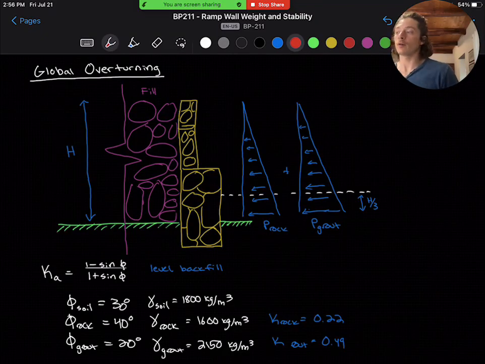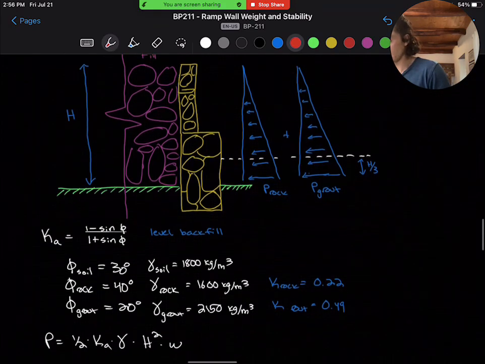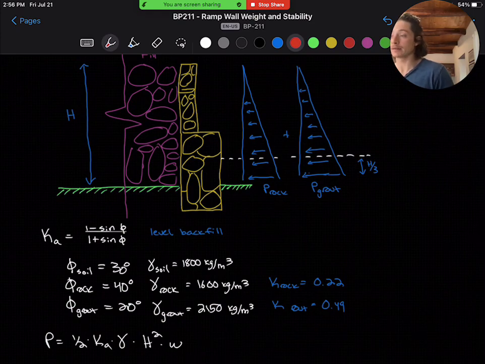In the case of the ramp walls, its own self-weight will be what resists global overturning. In the diagram, we have the active earth pressures from the rock fill and the grout compounding. See how they add together. We can take the very same equation used for active earth pressure, P equals 1/2 Ka times density times the height squared times W, where W equals 1 meter, because we're taking this per meter along the wall.